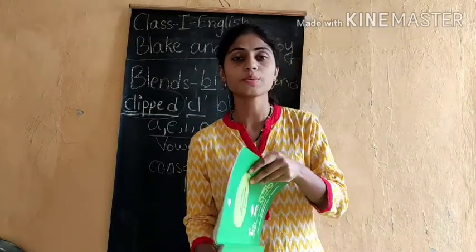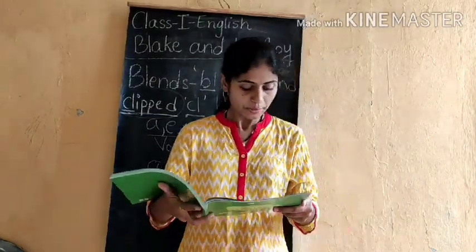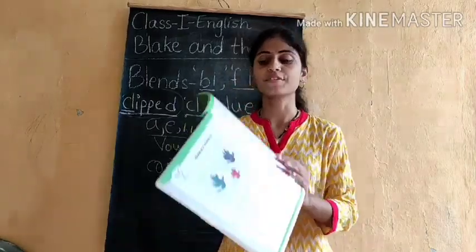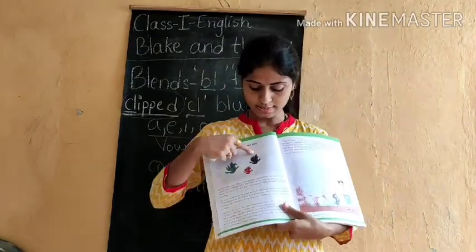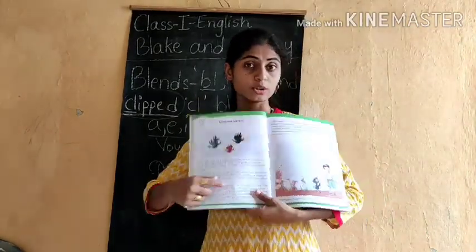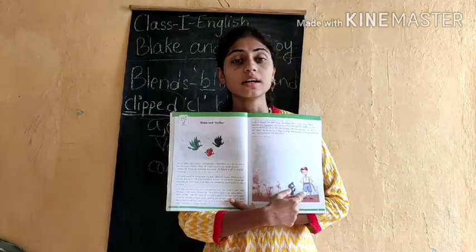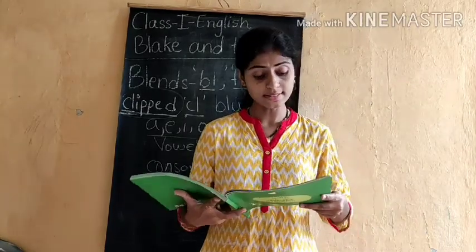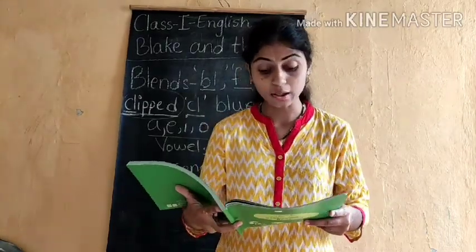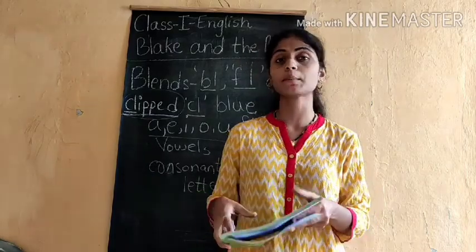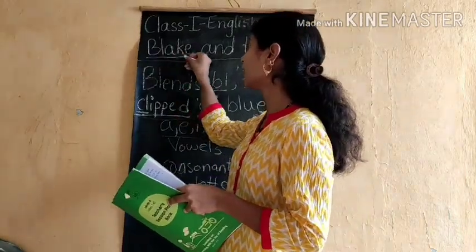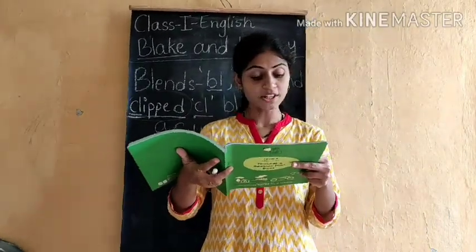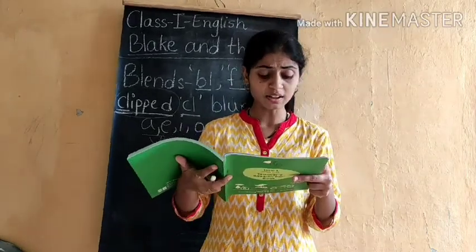Children, here we start with the lesson: Mile 9, Story 1, Blake and the Boy. Everyone has this. The story is about Blake. You can see him in the picture, and there is a boy. It is a very interesting story, children. Now let us see. Once there was a black color bird called Blake. Here Blake also starts with BL. Underline it.